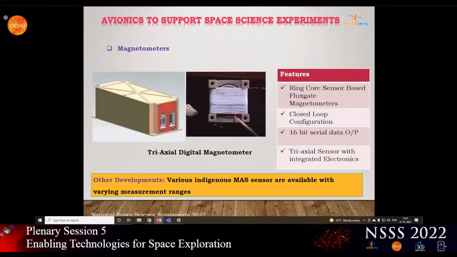Yeah. This all we have discussed previously. Magnetometers, you can see we have improved our resolution also. 16-bit resolution we can give with respect to our 60,000 nanoteslas of measurement range.